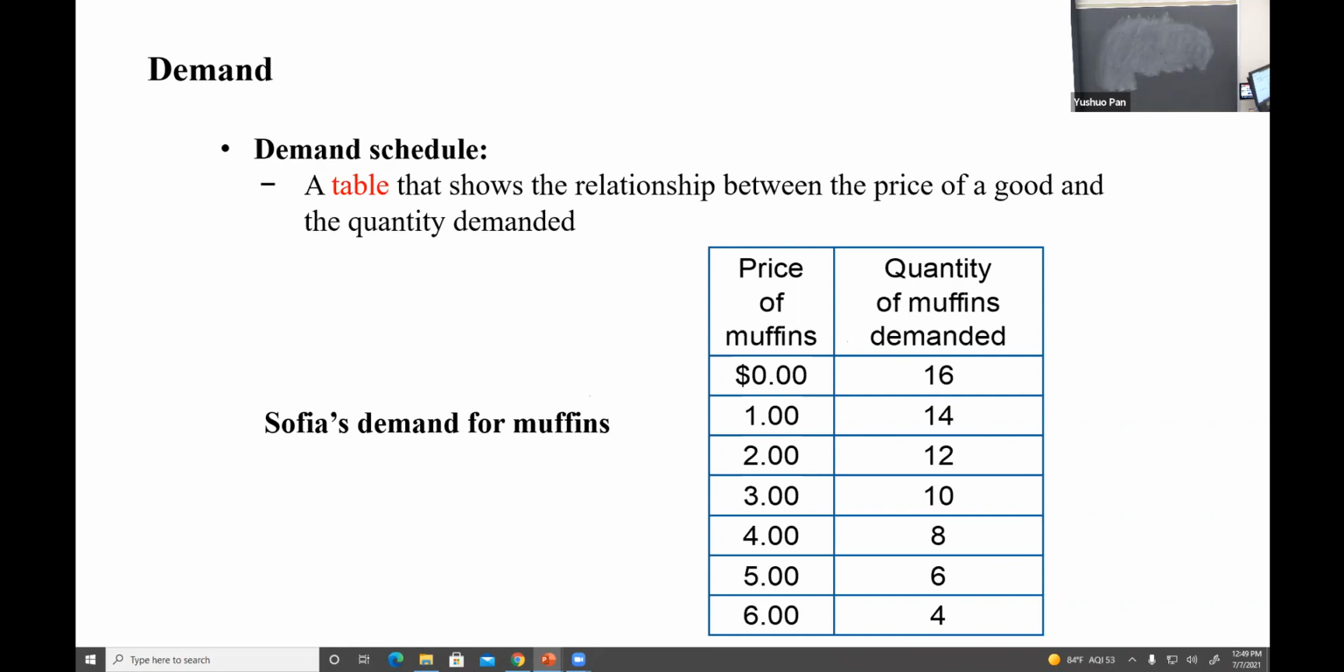The next example is Sophia's demand for muffins. This table is the demand schedule, right? It contains price and quantity. Price equal to 0 and 16. Still the same as that PPF graph, you need to have a graph with price and quantity and mark all the combination points in your chart. 0, 16; 1, 14; 2, 12; 3, 10; 4, 8; and so on.